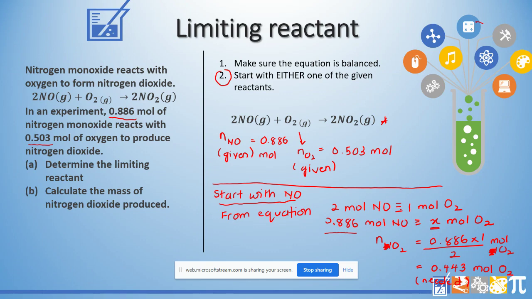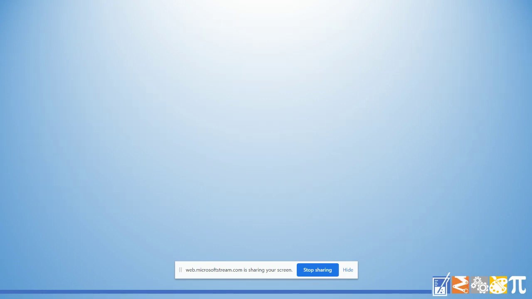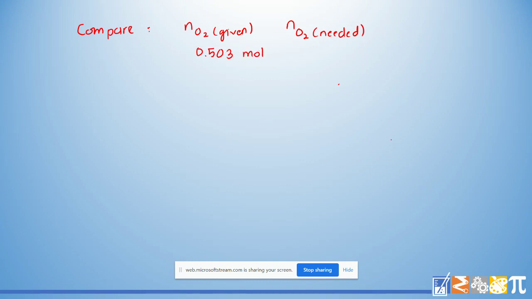So what do we do now? We are going to compare the number of mole of oxygen given with the number of mole of oxygen needed. Given value was 0.503 mole and the needed oxygen value calculated just now was 0.443 mole.